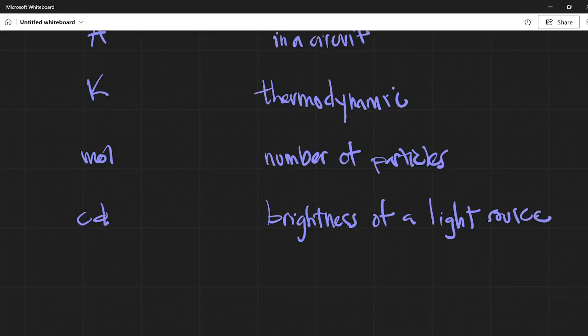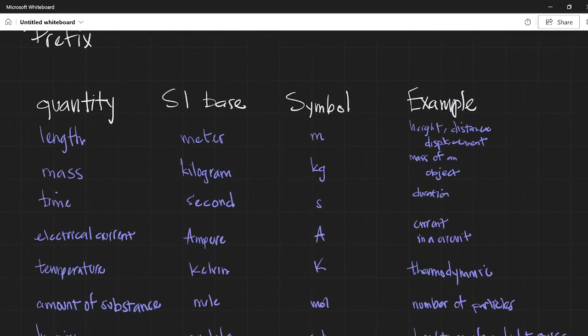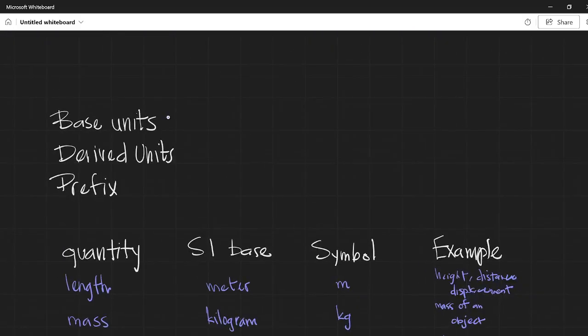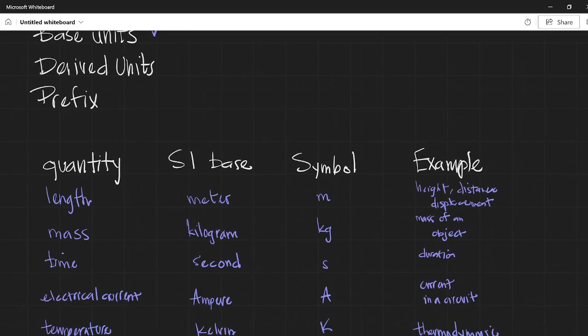And so those are the foundational units that pretty much make up everything that we'll see in physics. So these are all the base units, right? So we've got that checked off. Derived units, what does that mean?